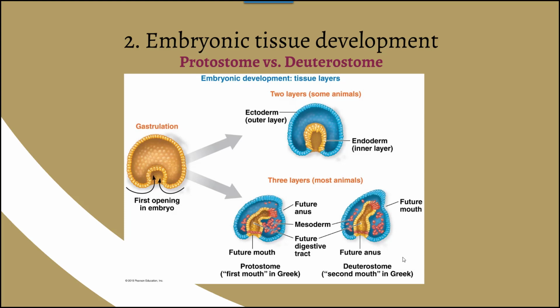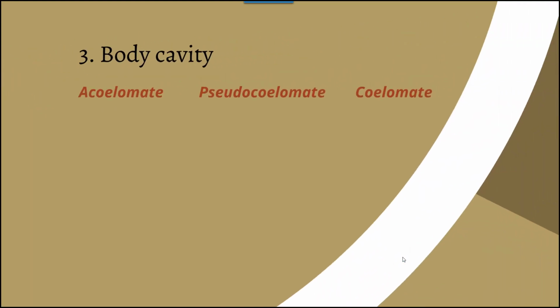So the embryonic tissue development really just refers to what part is developing first in the organism in that future digestive tract. So interesting. It's not all the same.